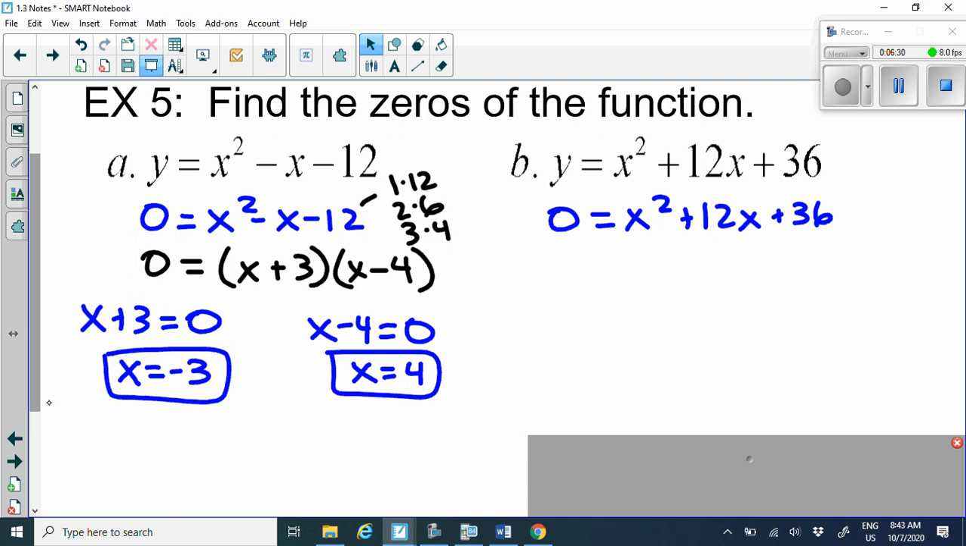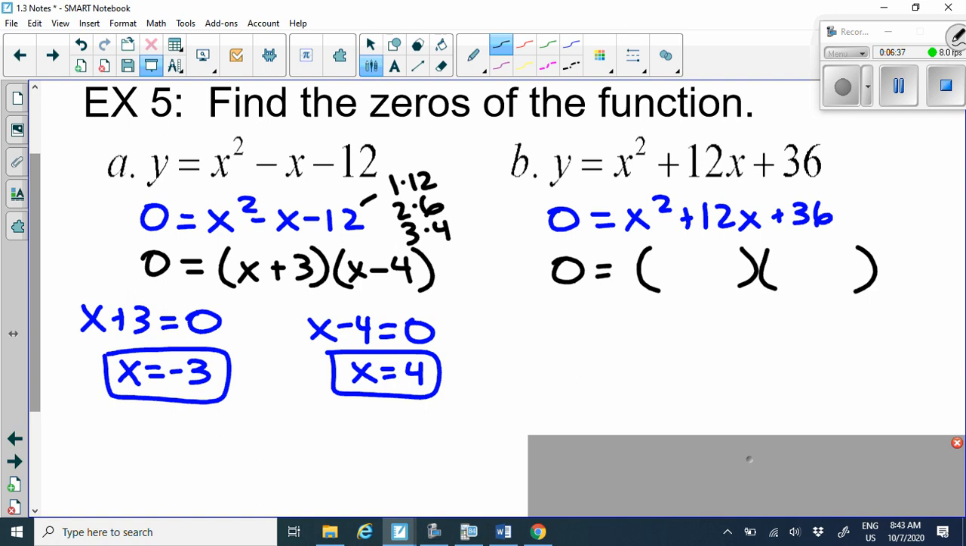So we're going to do the same thing. So we're going to factor. Let's list all the numbers that multiply to 36. Which pair will add up to that 12? It's going to be the 6 and 6. And notice it's positive. Now, do you notice, is this one of the special factors? Yes, this is a perfect square trinomial.